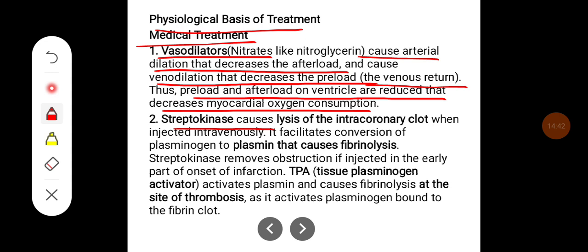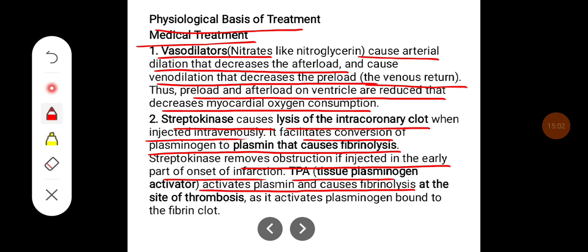Streptokinase causes lysis of the intracoronary clot when injected intravenously. It facilitates the conversion of plasminogen to plasmin that causes fibrinolysis. Streptokinase removes the obstruction if injected in the early part of the onset of infarction. Tissue plasminogen activator activates plasmin and causes fibrinolysis at the site of thrombosis, as it activates plasminogen bound to the fibrin clot.